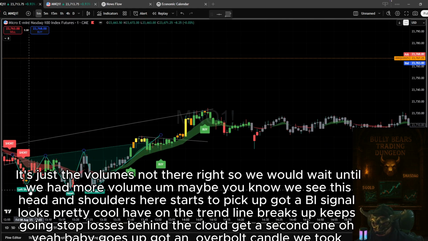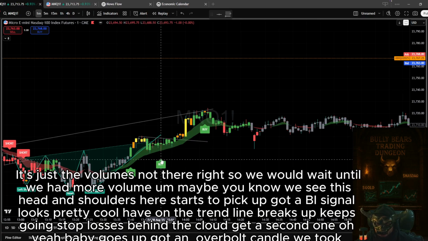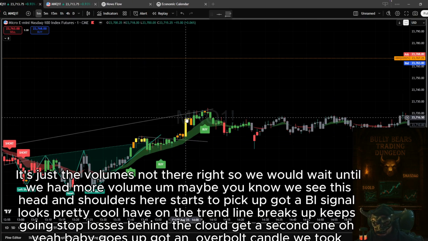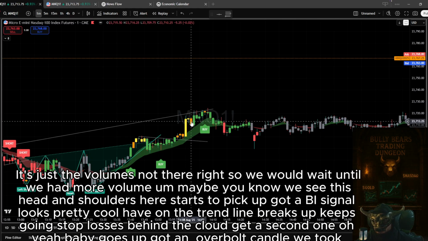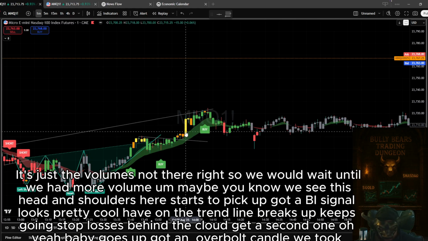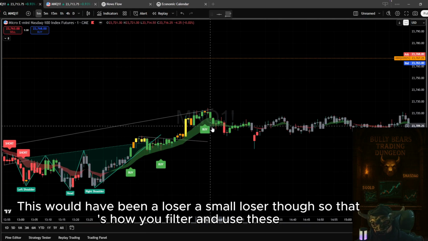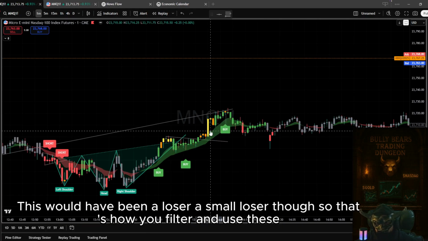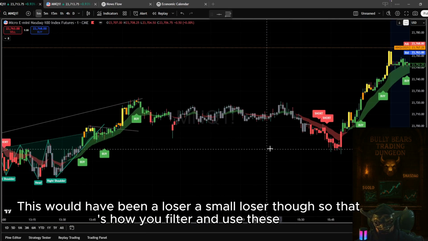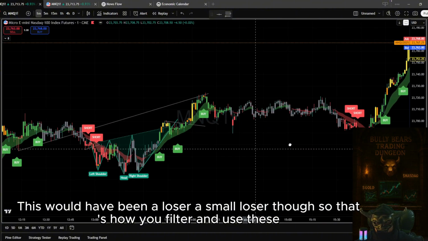Maybe we see this head and shoulders here. Starts to pick up. Got a buy signal. Looks pretty cool. Have on the trend line. Breaks up, keeps going. Stop loss is behind the cloud. Get a second one. Oh, yeah, baby. Goes up. Got an overbought candle. We took profit. Another buy signal. This would have been a loser, a small loser though. So that's how you filter and use these.